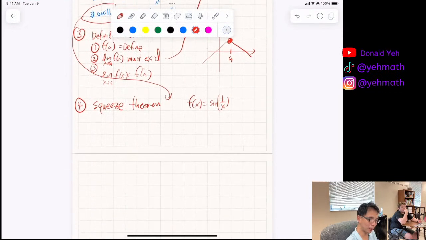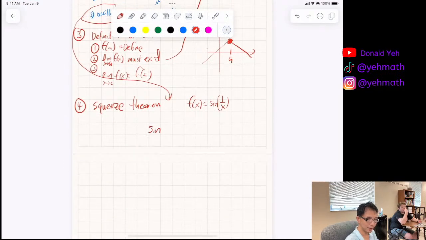Now here's the thing, this function can be easily altered to become something else. We know the range of sine of 1 over x is between what value and what value? Negative 1 and 1. And is that equal to? Yeah, that's equal to. But this is not what the squeeze theorem says. The squeeze theorem actually says something interesting.